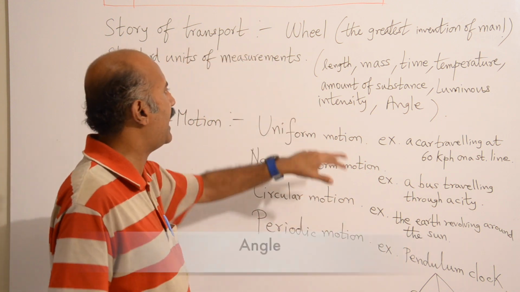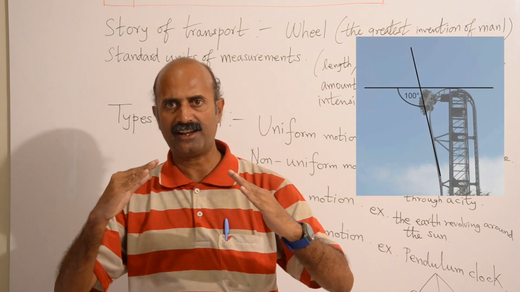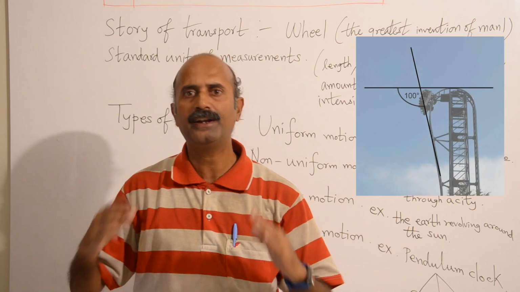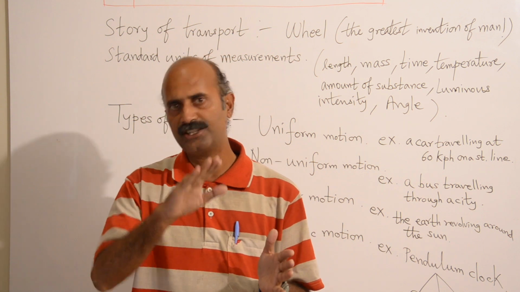And then we come to angle. See, not all objects are on a straight line. Maybe you have an angle like this, you have an angle like that. You need a physical quantity to measure the difference. So that is why that physical quantity is known as angle.